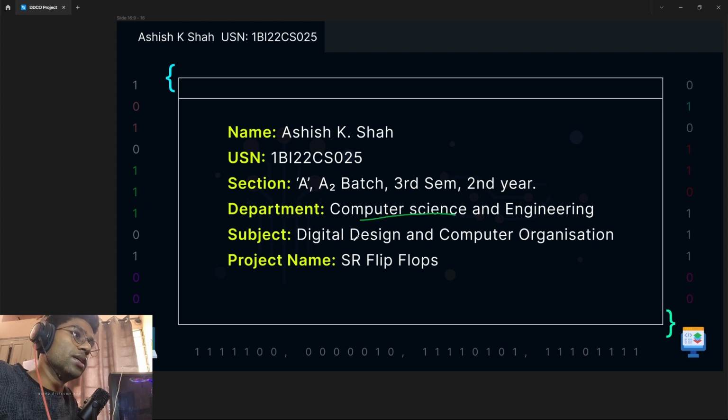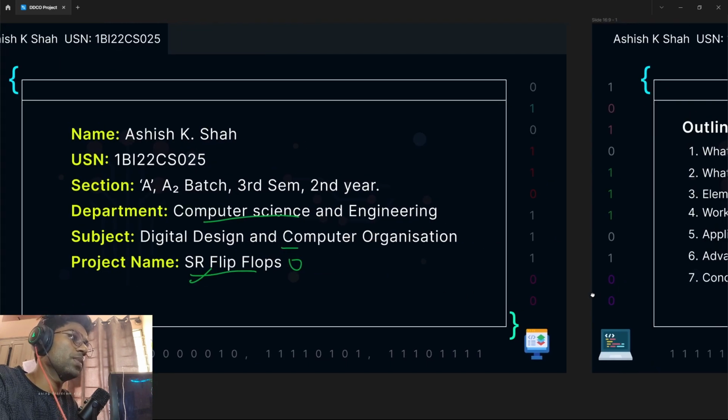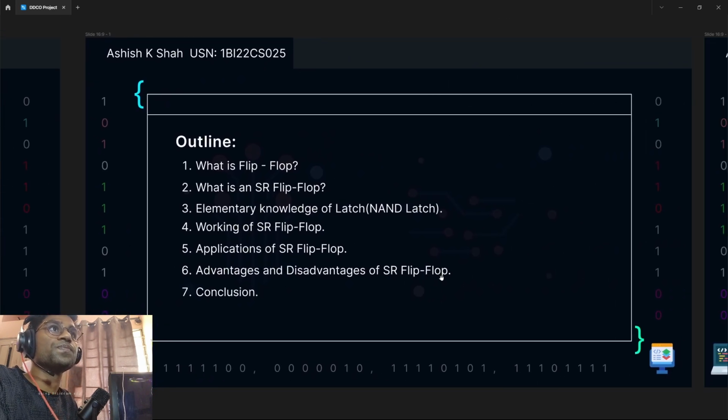In my digital design and computer organization subject, I have a project named SR flip flops, which I am going to explain in this presentation: what an SR flip flop is and how it works. So first let's go through the outline of this presentation. Then we will go through the explanation.